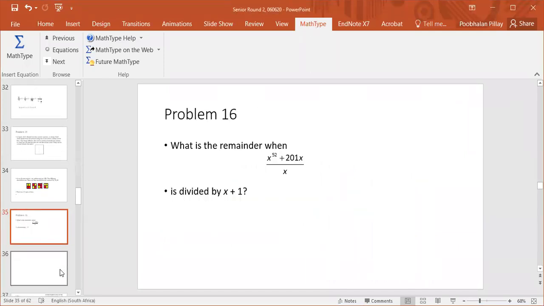All right, what is the remainder when this object x to the power of 52 plus 201x over x is divided by x plus 1? Now, I don't know why they did it like this. This is rather silly. The x cancels straight away, so you could say this is x to the power of 51 plus 201. So we rather work with x to the power of 51 plus 201.